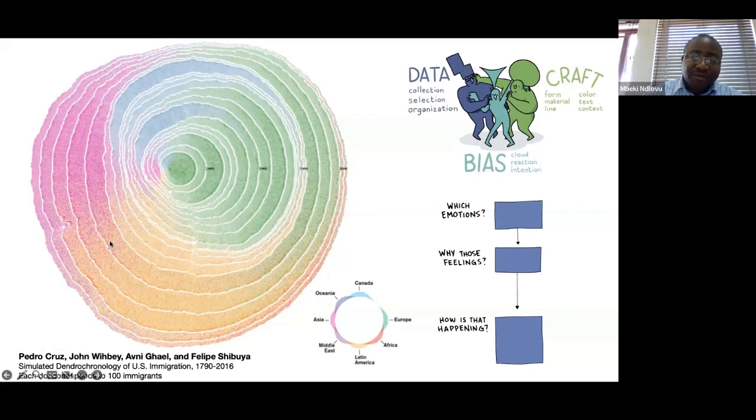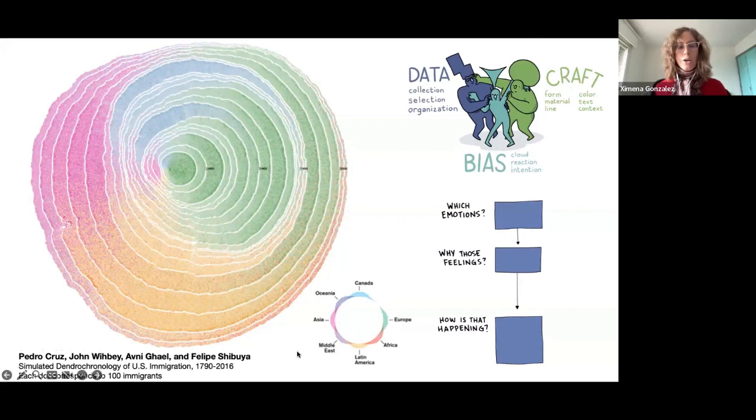Should I go through it a little bit more slowly? Yes, Mbeki? Yes. Okay, so in essence, this is an infographic where they looked at trying to plot immigration and how it's changed in the US over time. Each little dot in this picture represents 100 immigrants that have come into the US during a long period, from 1790 to 2016.